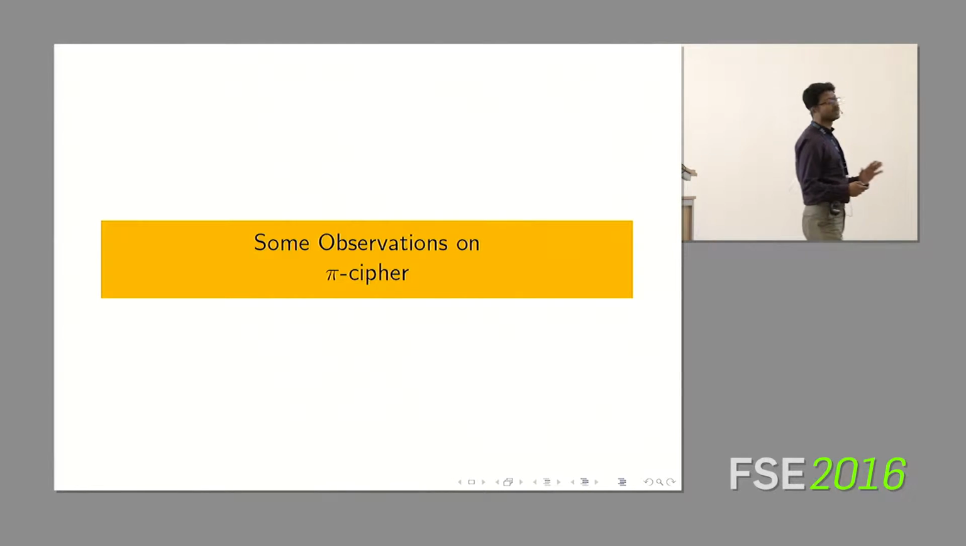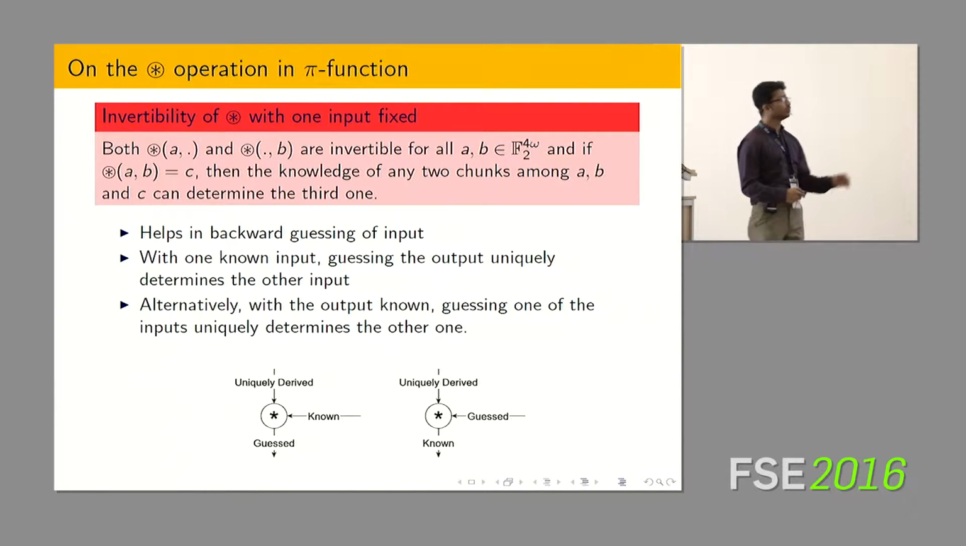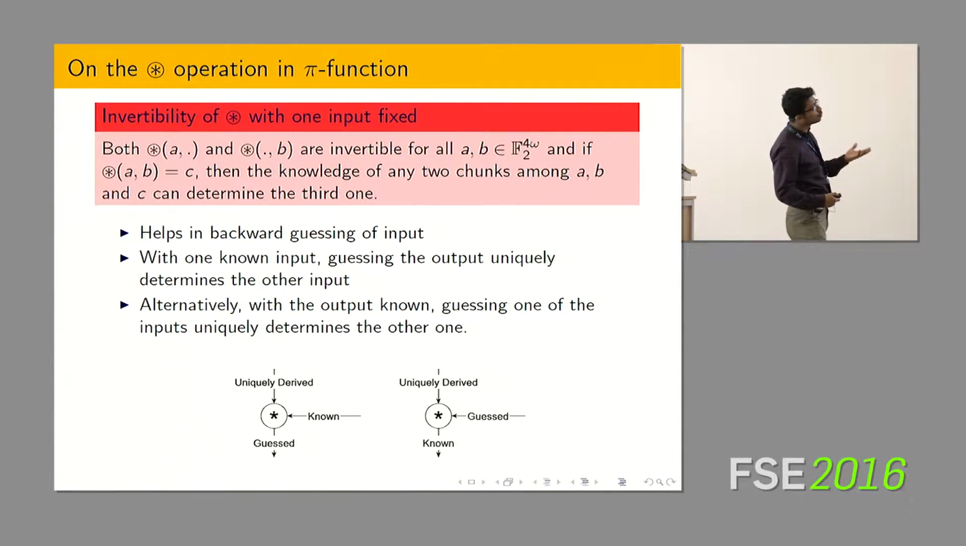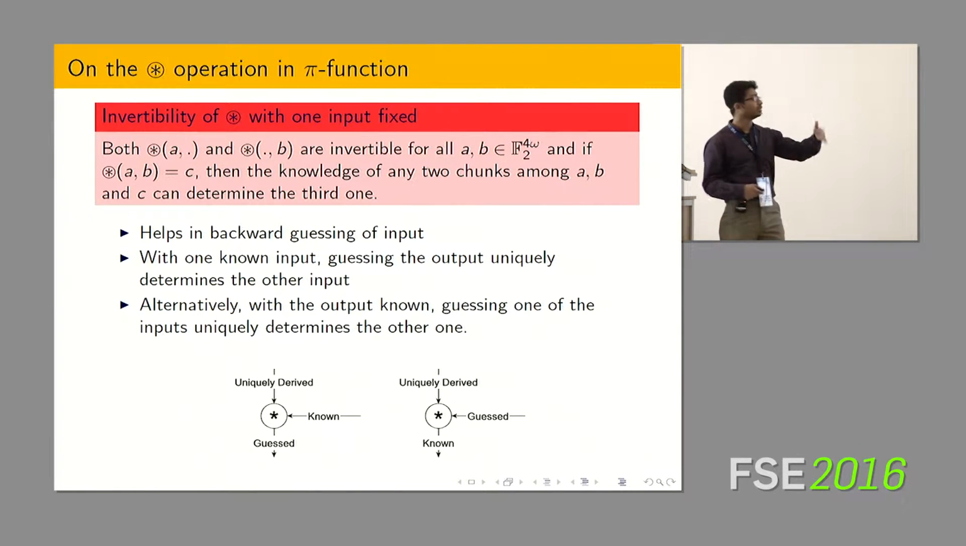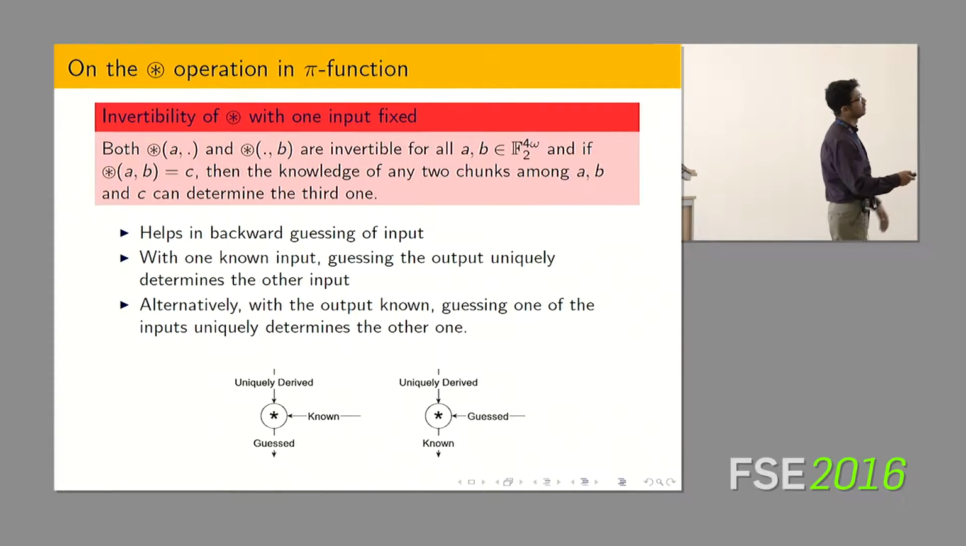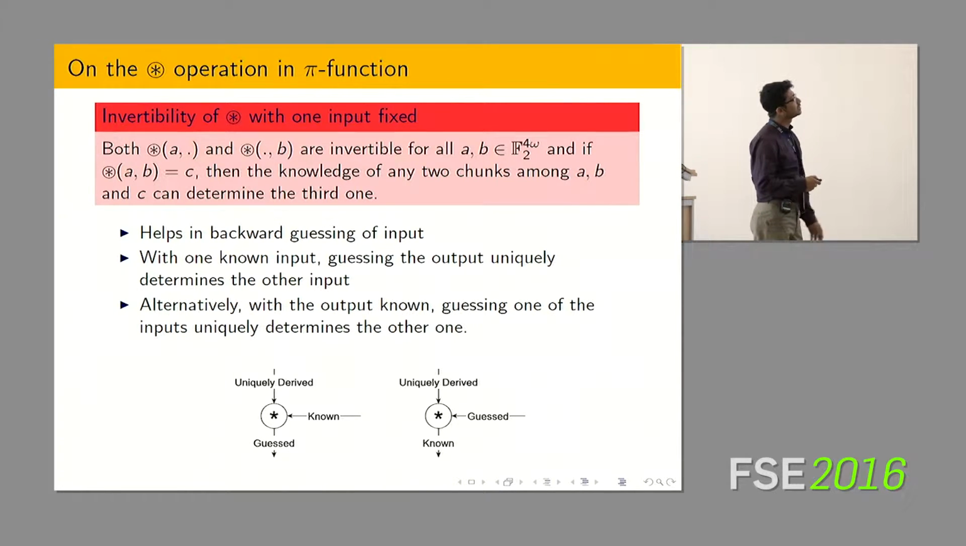There are mainly 3 observations. The first one you already know: the star operation. If we fix one of the inputs, then it behaves as a permutation. This actually helps us in backward guessing. If one input is known and we guess one, then we can uniquely derive the other in the backward direction. So this helps us in the guess and determine phase of the attack.